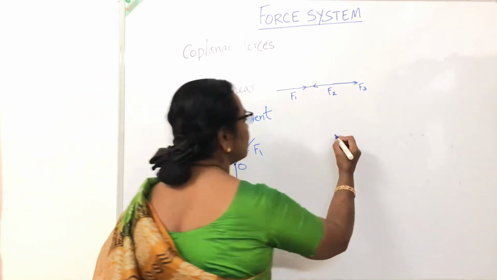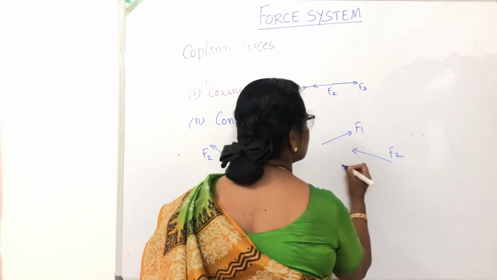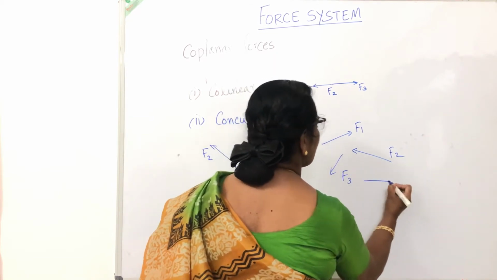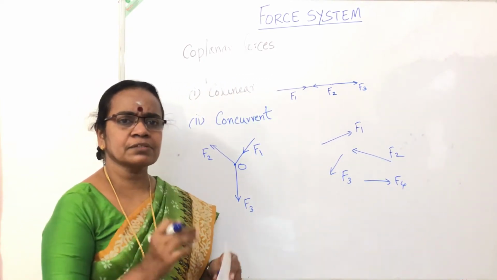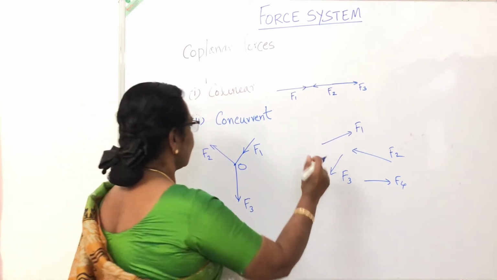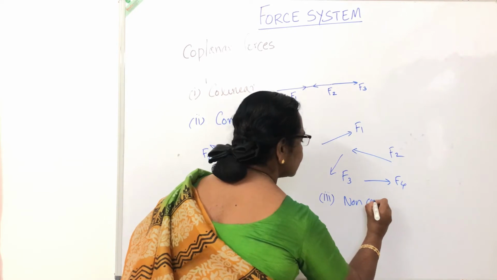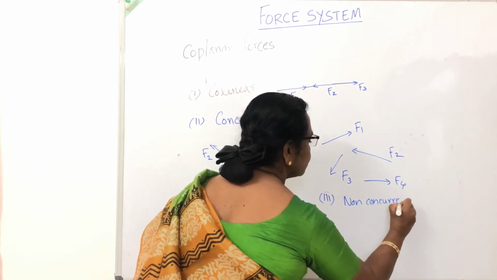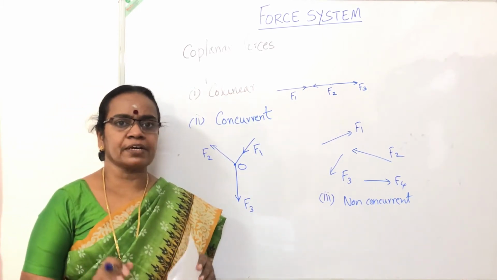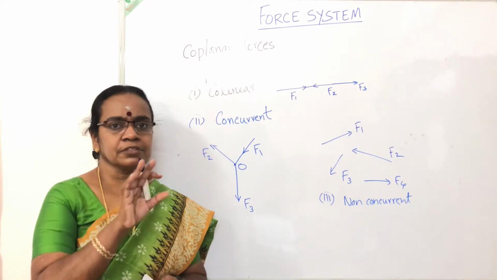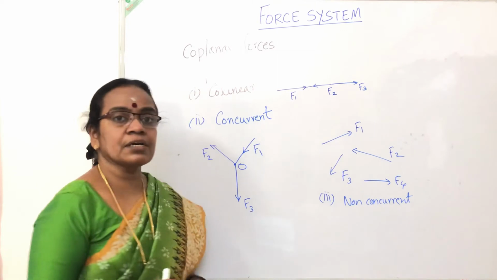And the third one is, say one force F1 is acting like this, another force F2 in some other direction, F3 in some other direction, and F4 in some other direction. The lines of action of these forces do not meet at one single point. That is the third category, non-concurrent. So if all the forces are acting in the same plane, they are coplanar forces, and coplanar forces are in three categories: collinear, concurrent, and non-concurrent forces.